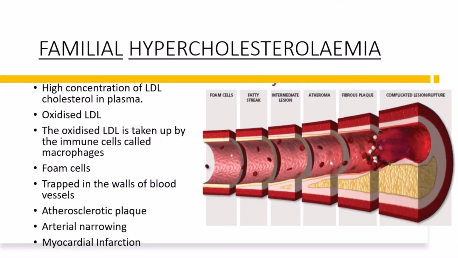Let's now see the coronary atherosclerosis timelines. The LDL in circulation can easily get oxidized. This oxidized LDL is not recognized by our immune cells as self. In other words, immune cells recognize it as a foreign entity, and then the macrophages will try to eat them up. In this process, macrophages are converted to foam cells which are trapped in the walls of the blood vessels, ultimately resulting in atherosclerotic plaque, arterial narrowing, which can be complicated as a lesion or rupture, ultimately resulting in myocardial infarction.